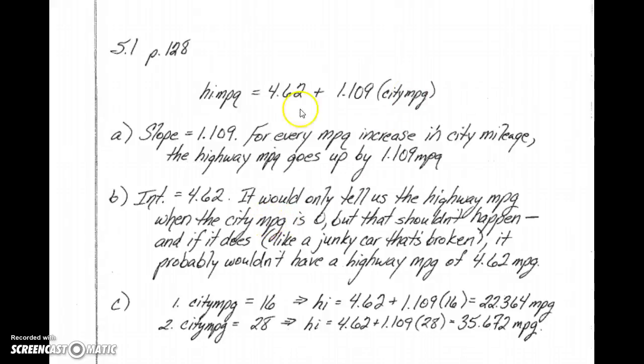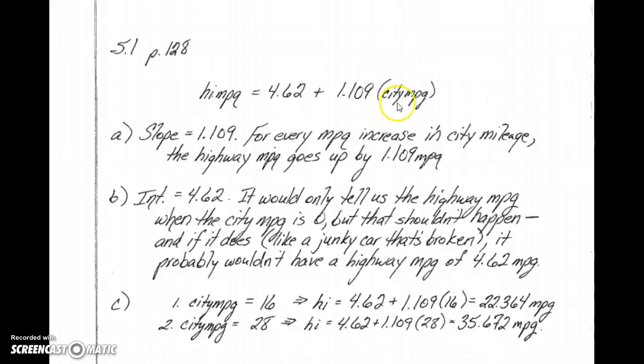Next thing is the intercept. So the intercept is going to be the number that's separated. It's kind of standing off by itself. In this case, it's the 4.62. And in order to figure out if that's meaningful or not, what we would do is put 0 in for the city miles per gallon, because that's when the intercept would really come into play. It would stand on its own when this independent variable, this x variable here, was equal to 0.